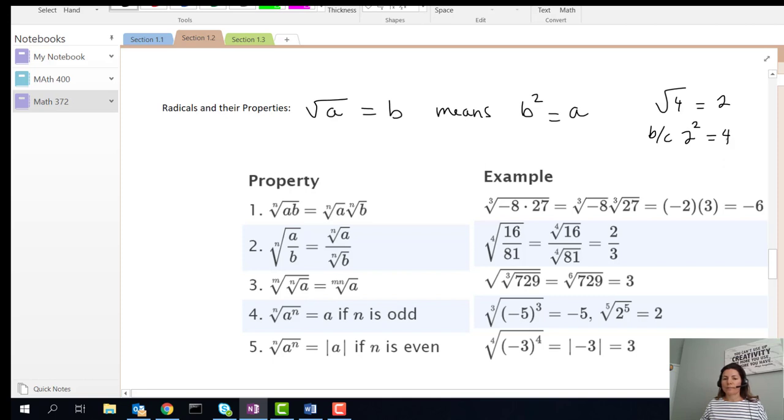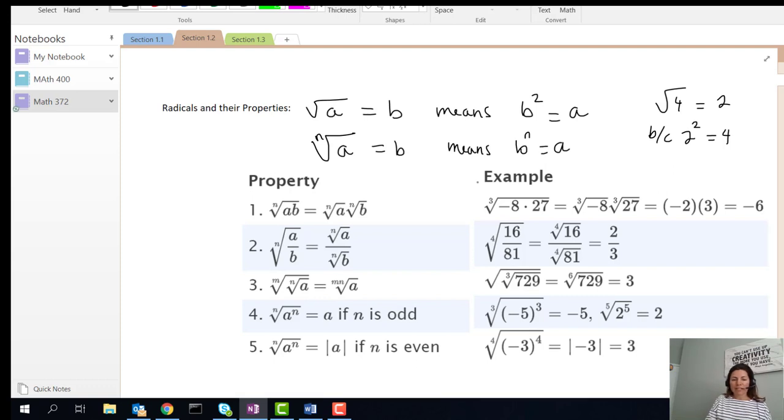because 2 squared is 4. And so similar when you have different power radicals, so the nth root of a equals b, then means that b to the n equals a. And so here are some of the properties of radicals, which are similar to the properties with exponents.